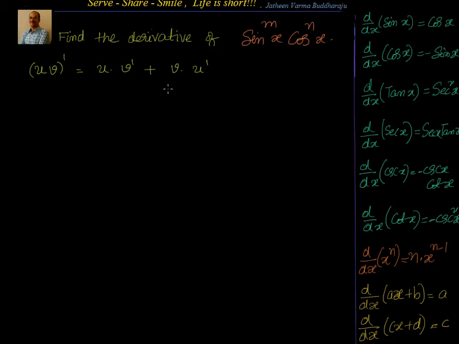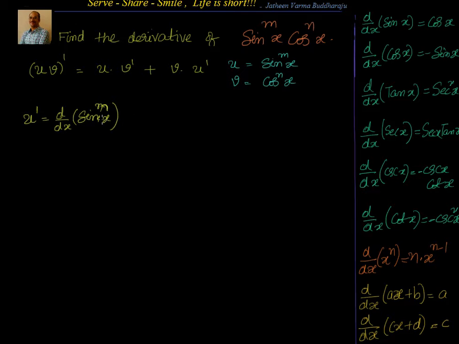So let's write it down. What is our u now? u is equal to sine to the power of mx. What is v? v is equal to cos to the power of nx. Now let's apply the chain rule and find out what u dash and v dash are. u dash is equal to d by dx of sine to the power of mx.